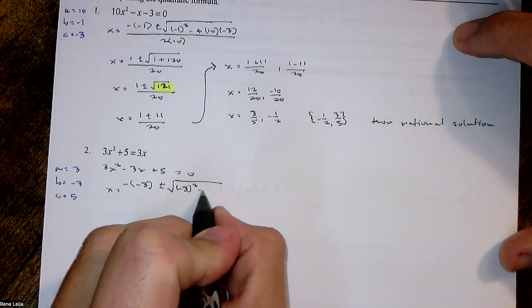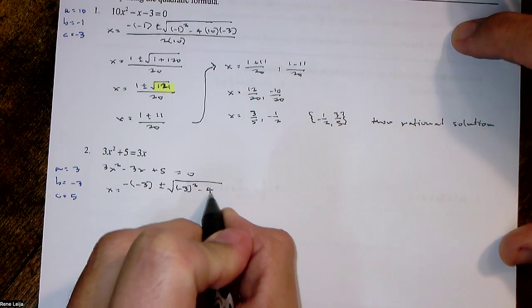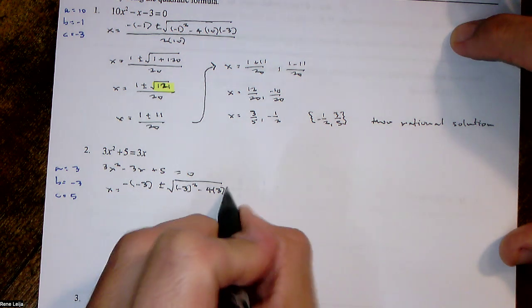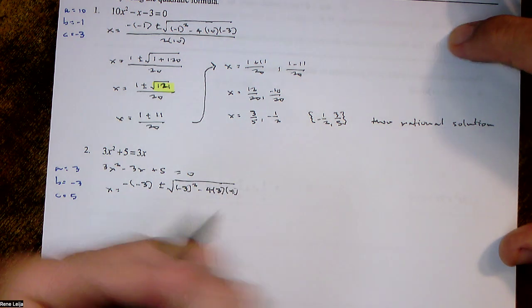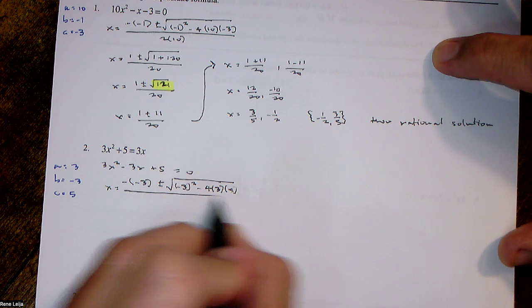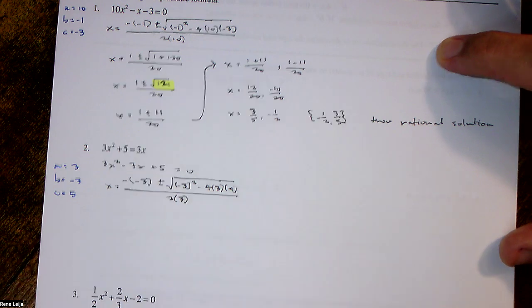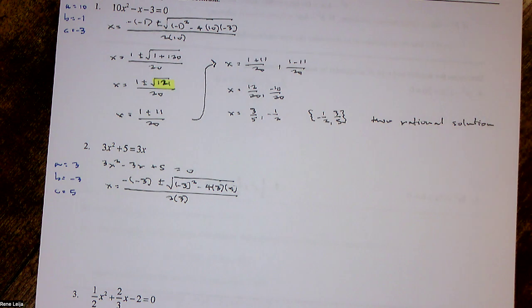Minus 4 times A times C, all over 2 times 3. So 2A. Okay.